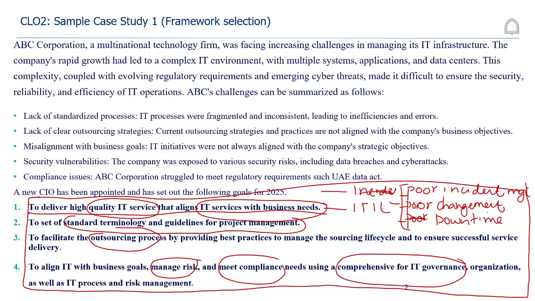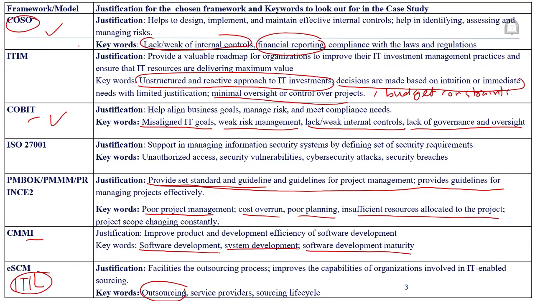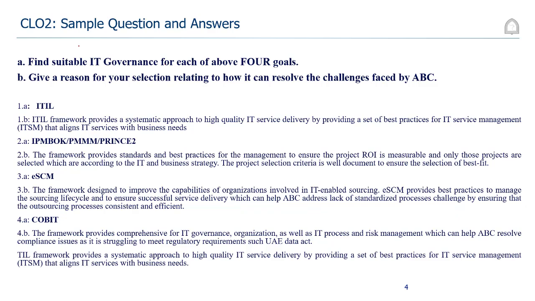This one has to do with things like how we manage risk and compliance. And if you go back to my table here, weak risk management, okay, whatever. What would help you to manage risk, for example, is your COVID. But having said that, almost all the frameworks have some element of risk management embedded in them.